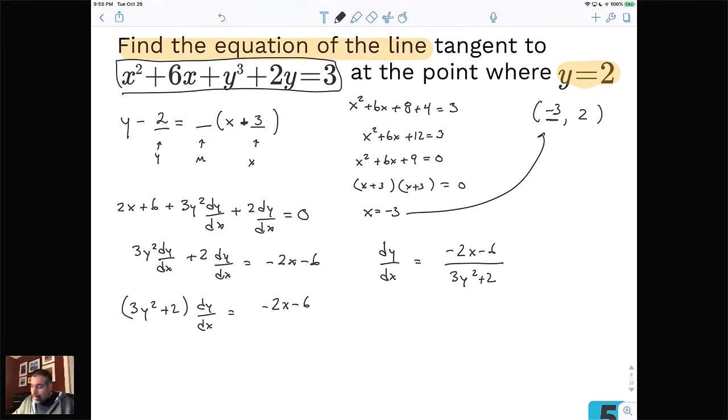The question that we need is to find the slope, but the slope is at a specific point. So we want to take this derivative, and we want to evaluate it when x is equal to negative 3 and when y is equal to positive 2. So what we've got to do for this is plug in the x value of negative 3. So it's going to be negative 2 times negative 3 minus 6 on the top. And then on the bottom, we're going to put in 2 for the y. So it's going to be 3 times 2 squared plus 2.